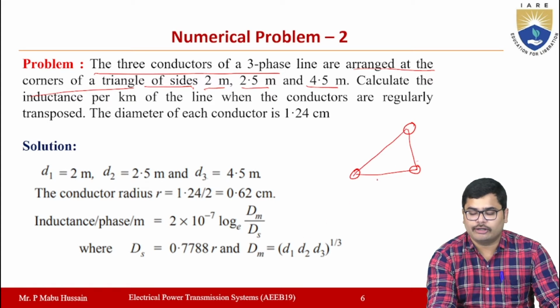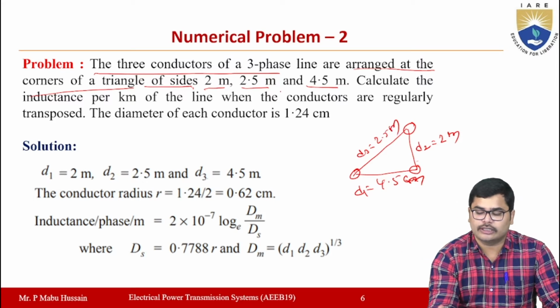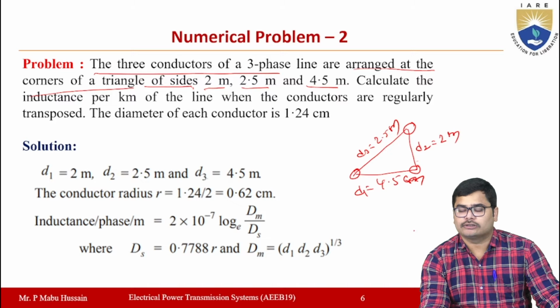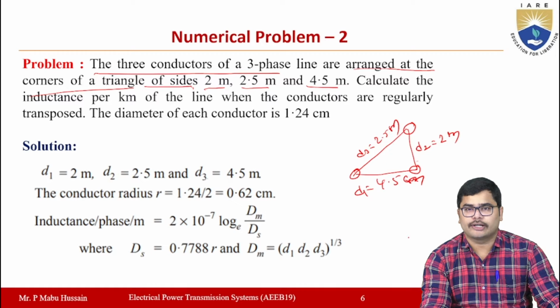Suppose it may be D1, which is equal to 4.5 meters, and D2, which is equal to 2 meters. Right, and D3 value is given as 2.5 meters. D1, D2, D3, so they are given as different values. So this is the unsymmetrical spacing of conductors. The distance between any 2 conductors is not the same here. So this is the configuration of unsymmetrical spacing of conductors.